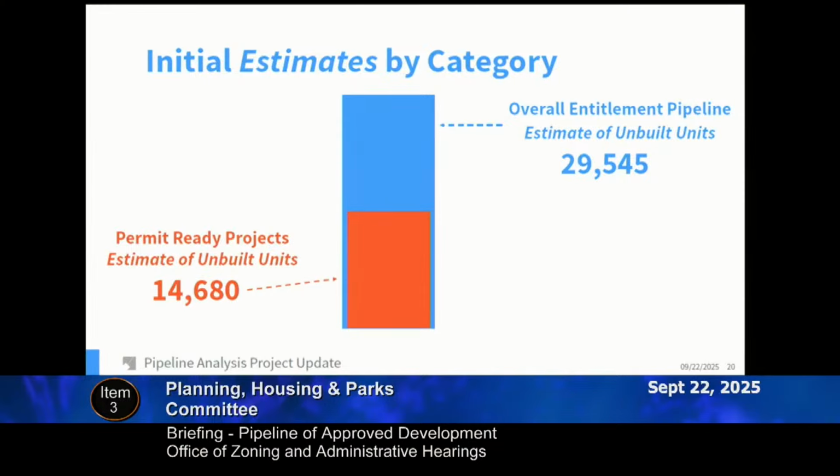Okay. So this slide shows what these 2 buckets look like in terms of unbuilt units. Our initial estimates suggest that while there are roughly 29,500 unbuilt units across 212 projects in the overall entitlement pipeline, only about 14,700 of these across 110 projects are currently permit ready. These figures are early and have not undergone the full quality control typically applied to published data, and the updated dashboard incorporating these refinements is still internal, but once finalized will provide a more nuanced, transparent view of project progress through the pipeline.